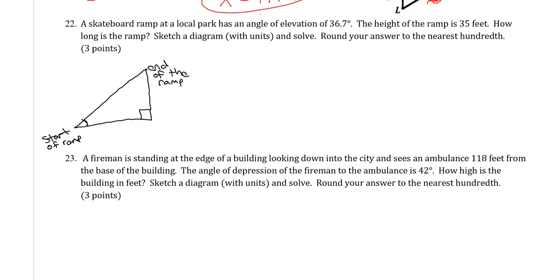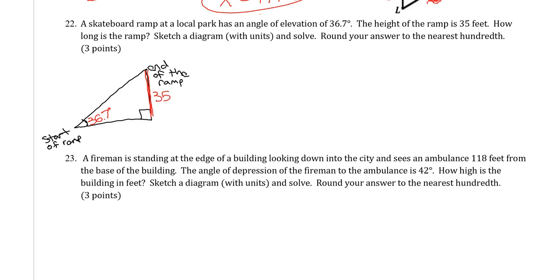Okay? So what numbers am I given? I am given 36.7 degrees. Again, our angles of elevation are always down there. And the height of the ramp is 35 feet. Height always goes straight up and down. Okay?